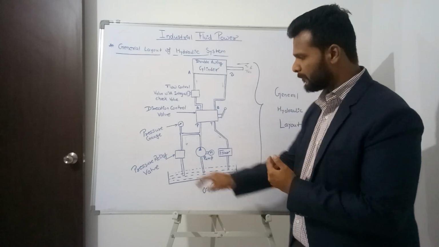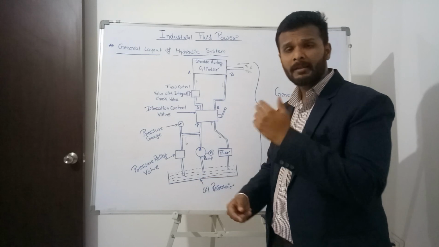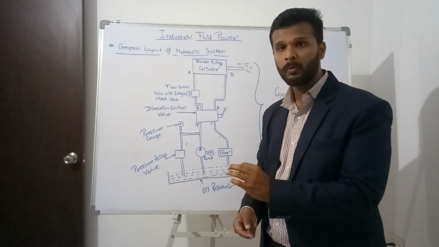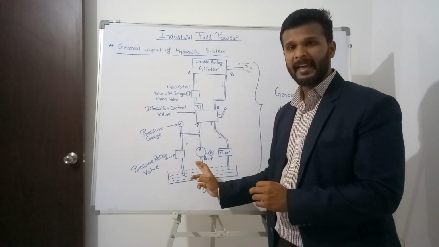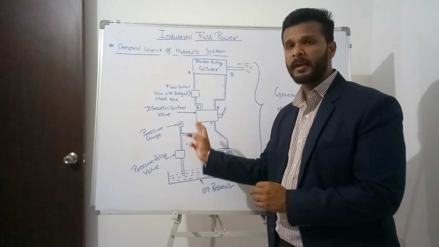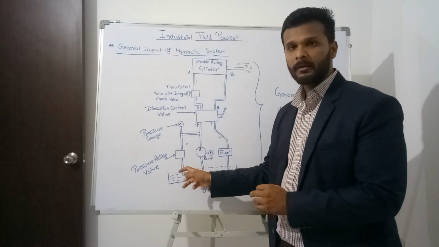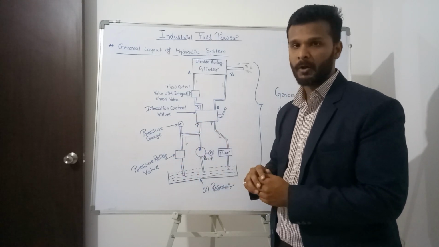After that, we have the pressure relief valve. As the name suggests, the function of the pressure relief valve is just to compensate for the excess pressure which is going towards the direction control valve and flow it back towards the reservoir.